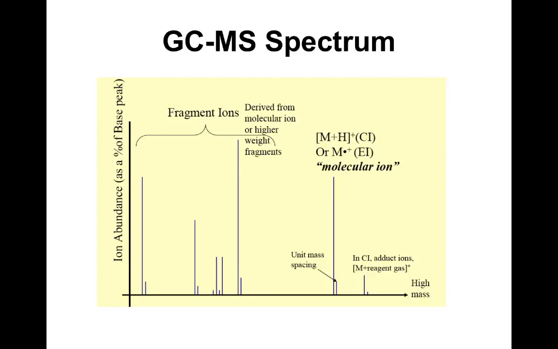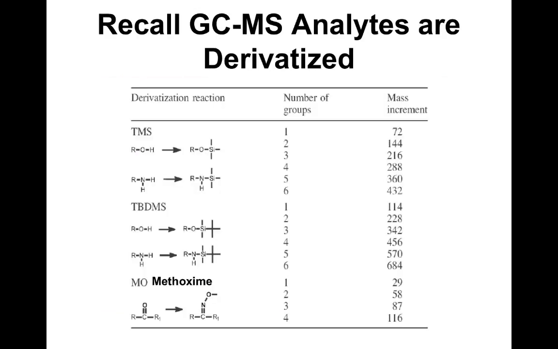These are fragments from the parent ion. In some cases, we'll see peaks that are even higher than the parent ion, and these may be certain adducts. Now, in many cases, it's important to remember that in GCMS the compounds are derivatized. We talked about trimethylsilane, or TMS, and they will be decorated. If there's one TMS, it'll add 72 Daltons. If there are two TMSs, it'll add 144 Daltons, and so on.